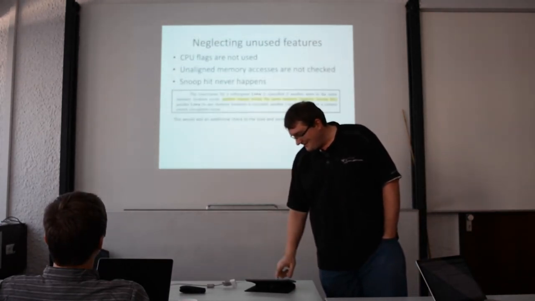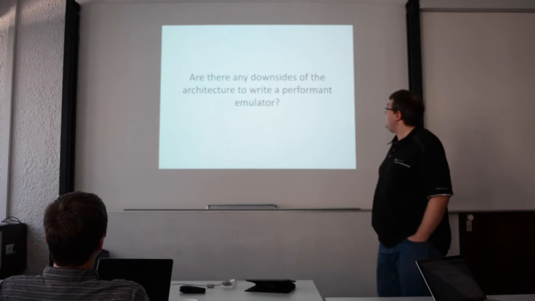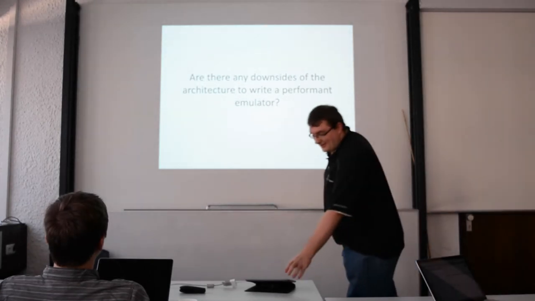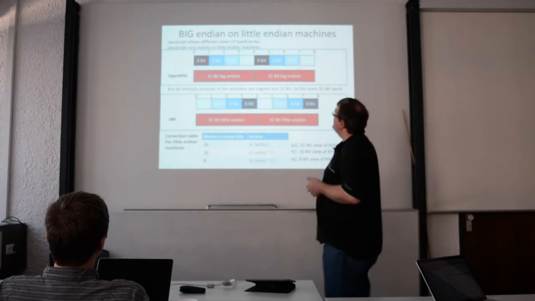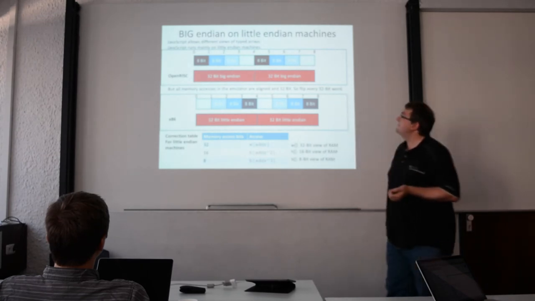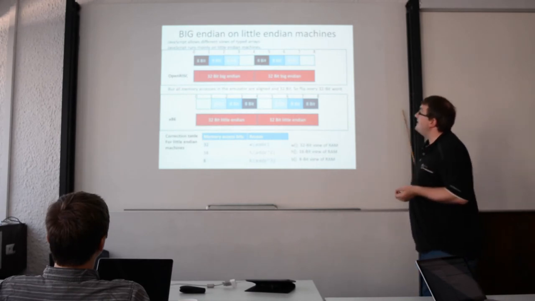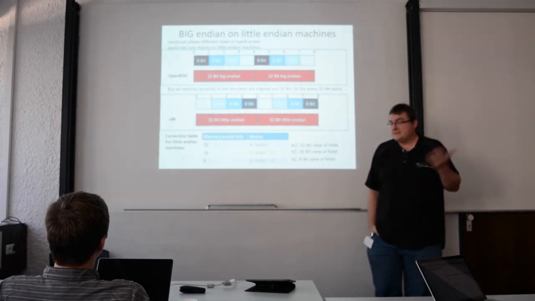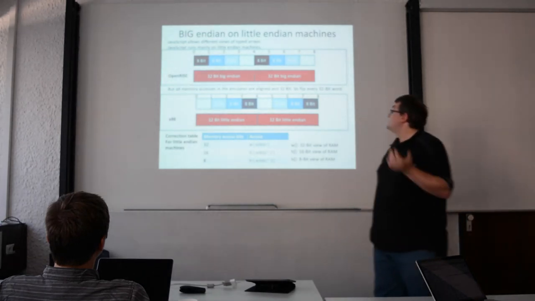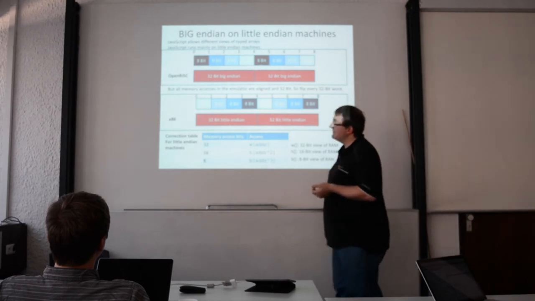But here we don't have to, so side effects are usually not important. Are there any downsides for such an emulator? Well, there are some parts which you have to consider. OpenRISC is usually big endian, and what I use is JavaScript, which works on little endian machines, so we have to treat it. What's the best way?